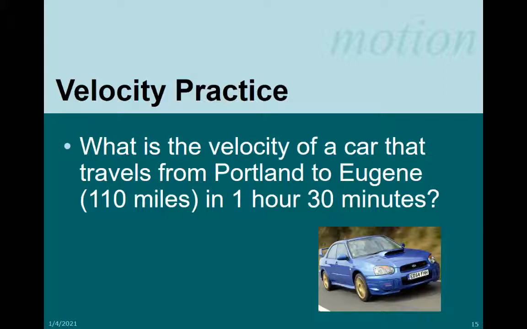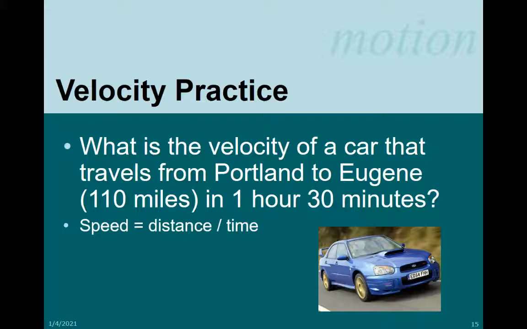So here's your equation. Okay. What is the velocity of a car that travels from Portland to Eugene, 110 miles in 1 hour and 30 minutes? Okay. Now assume that this is due south. It's not exact, but we can assume for this particular instance that the direction from Portland to Eugene is due south. And remember that the equation we use here is speed equals distance divided by time. So pause the video here, take a minute, try and go ahead and solve it, and then we can go from there.